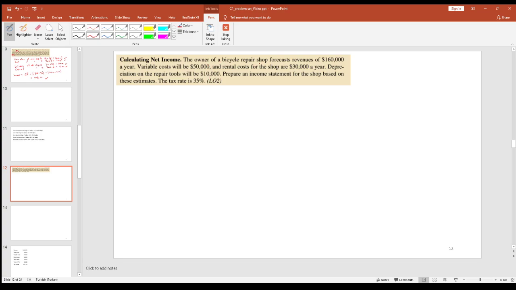The owner of a bicycle repair shop forecasts revenues of $160,000 a year. Variable costs will be $50,000 and rental costs for the shop are $30,000 a year. Depreciation on the repair tools will be $10,000. Prepare an income statement for the shop based on this estimate. Tax rate is 35%.